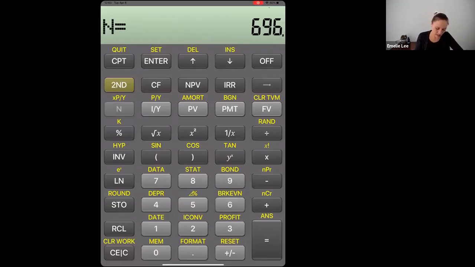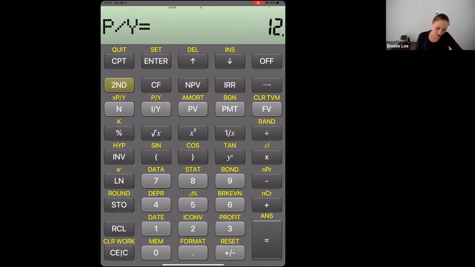I know 696 was my N. It was 2% per year, compounded annually. Okay, and then the present value, they started with nothing. They're making $10. I will make it negative just to be proper. But like I said, it doesn't actually matter for this test, but let's just be proper. So the payment is $10. The future value is what we want to find, so I'll fill it with 0 temporarily.